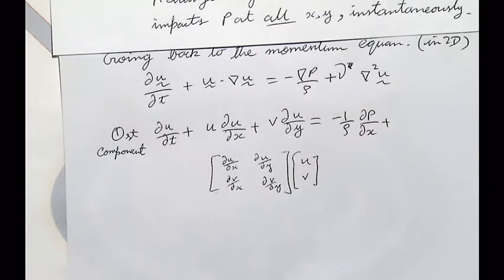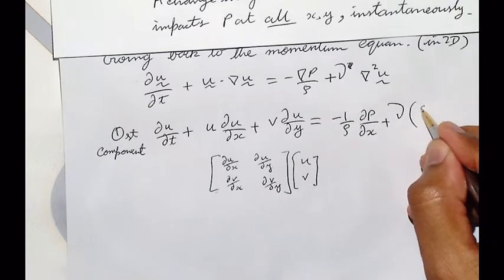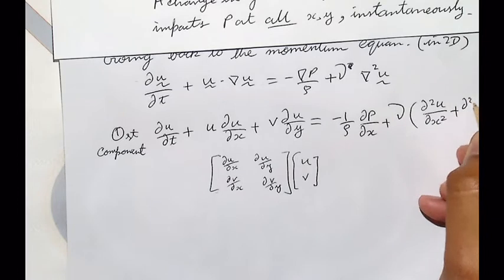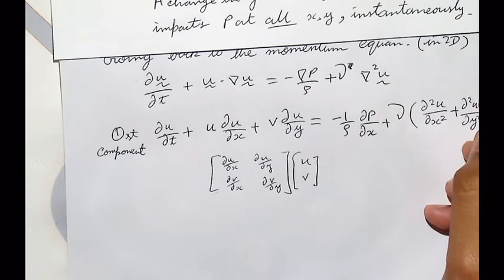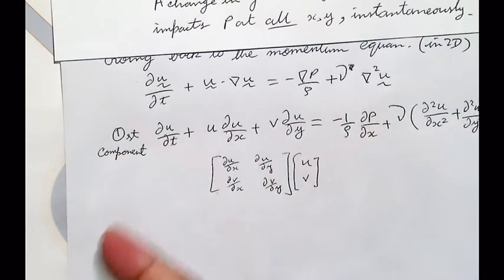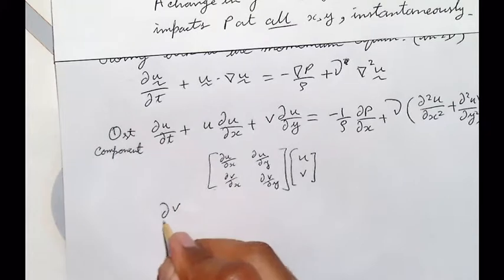Plus nu times partial squared u partial x squared plus partial squared u partial y squared. Okay, so that's the first component. How does u change in time? We need the second one. So how does v change in time?